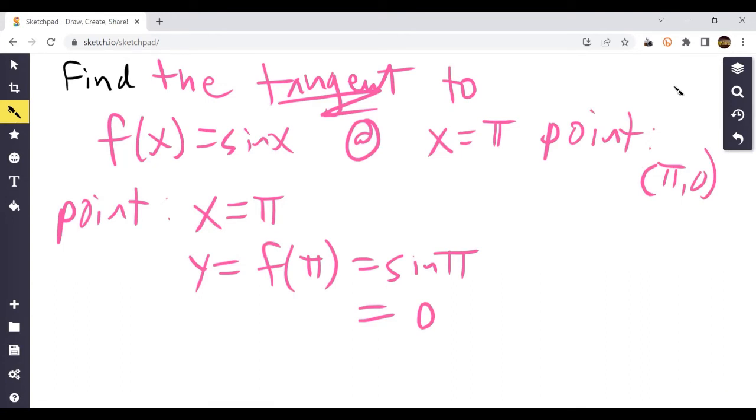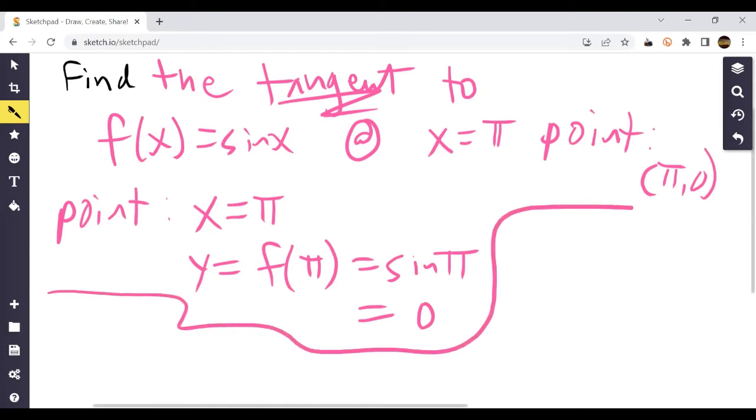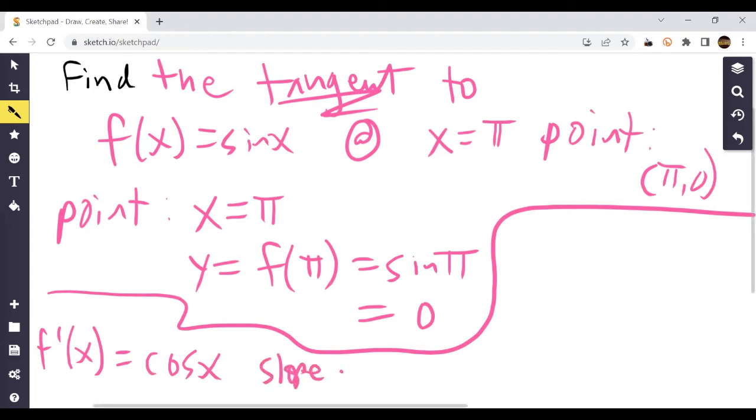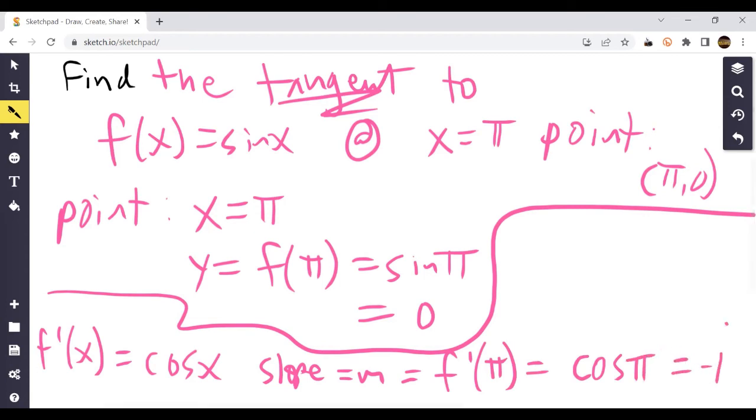So all that's left now to find is the slope. So to find the slope, we need our derivative. So we know based on our rules that the derivative of sine is cosine. And so our slope m is going to be f prime of pi, which is cosine of pi, which is -1. And that is your slope m.